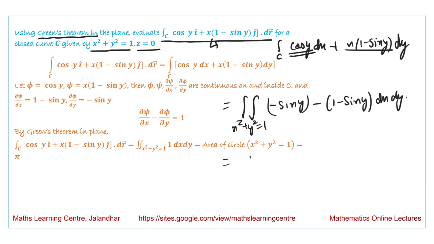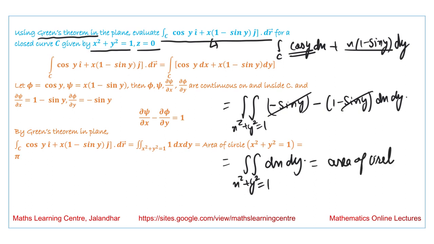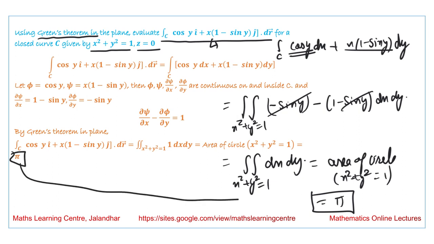So on solving this we are saying this is double integral dx dy, this sin y gets cancelled, it is x square plus y square is equal to 1. So we are saying this is area of circle x square plus y square is equal to 1. So that is equal to pi r square, that is equal to pi. So we are saying the value of this integral, it is equal to pi.